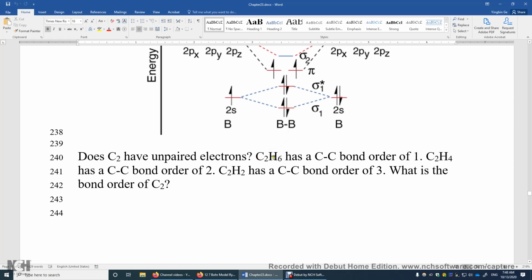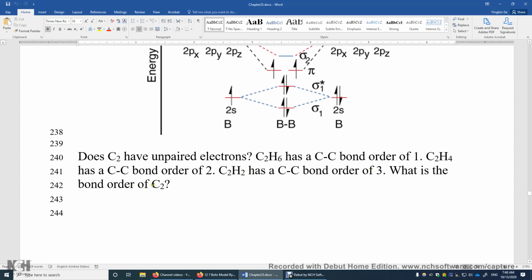And then this C2H6 has a bond order of 1, C2H4 has a bond order of 2, C2H2 has a bond order of 3. It seems you have a trend. When you have more hydrogen atoms, you have a lower bond order. When you have fewer hydrogen atoms, you have a higher bond order.